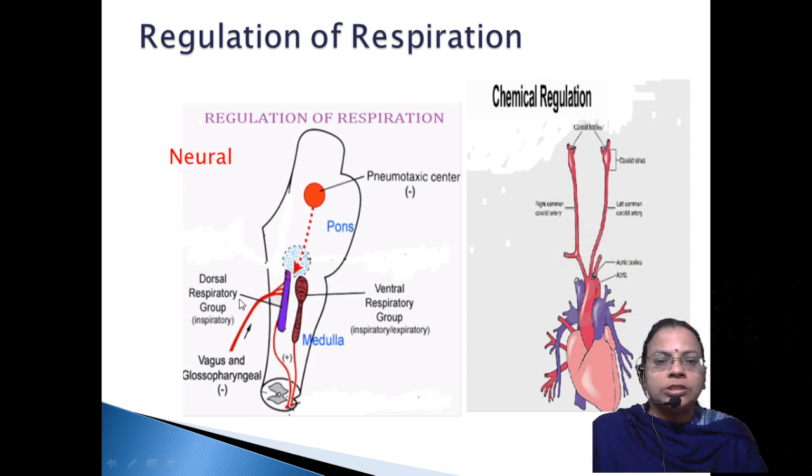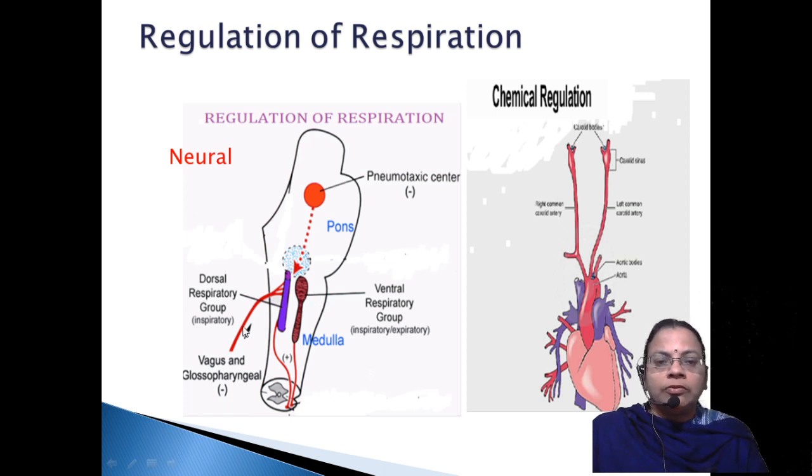And the lowermost region of the brain is the medulla. And we'll start from the medulla. This region is called the respiratory rhythm center. And in this, there are two sets of centers or groups of neurons. In the dorsal region, there is a set of neurons called the dorsal respiratory group. Behind that, another group is there, called the ventral respiratory group.